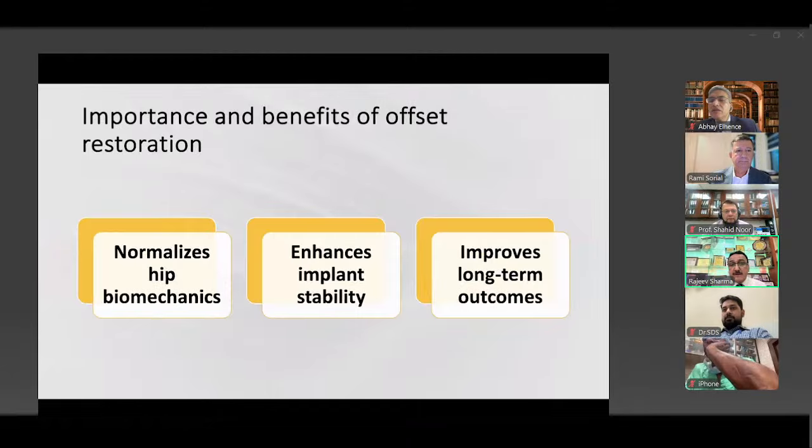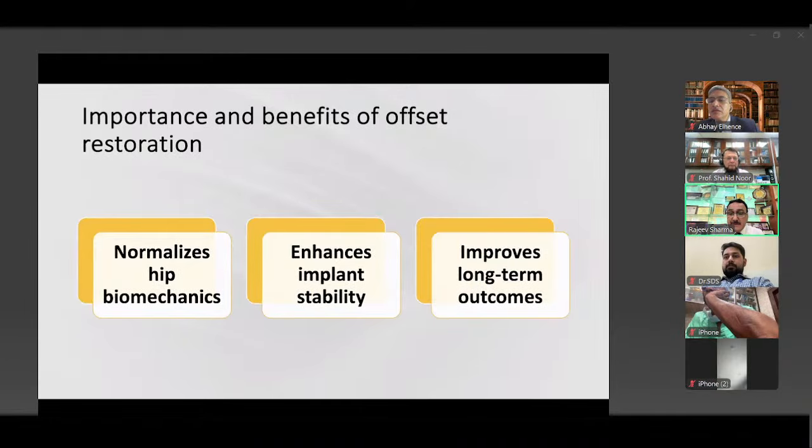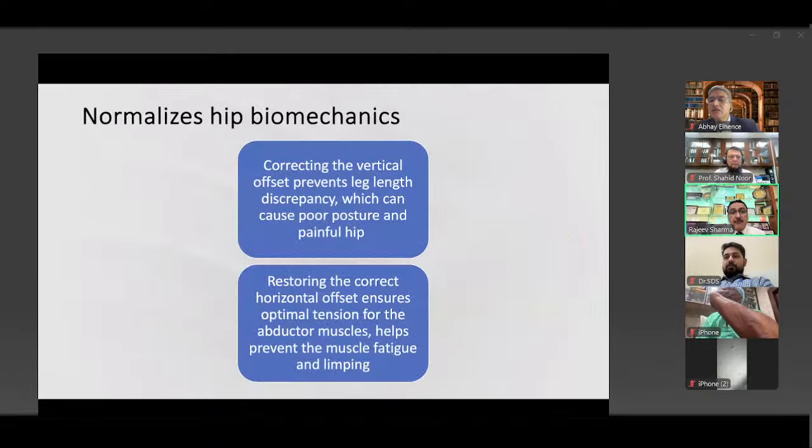The importance and benefits of the offset restoration are that it normalizes the hip biomechanics, enhances the implant stability, and improves the long-term outcomes. And how does it normalize the hip biomechanics? Correcting the vertical offset prevents the leg length discrepancy, which can cause a poor posture and painful hip. And restoration of the correct horizontal offset ensures optimal tension for the abductor muscles, helps prevent muscle fatigue and limping.